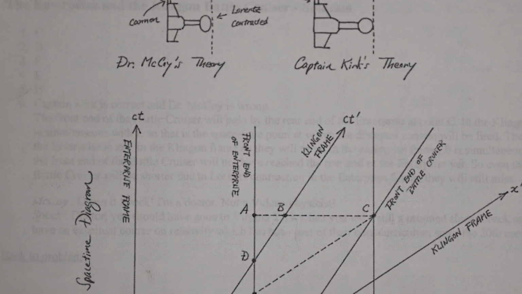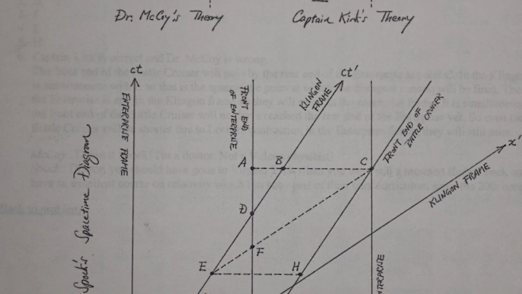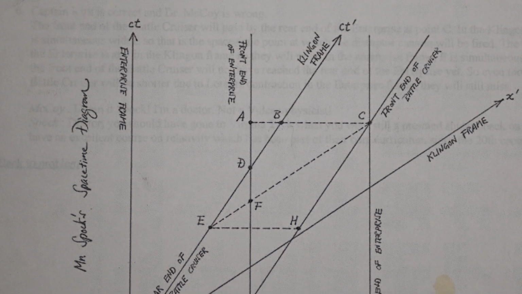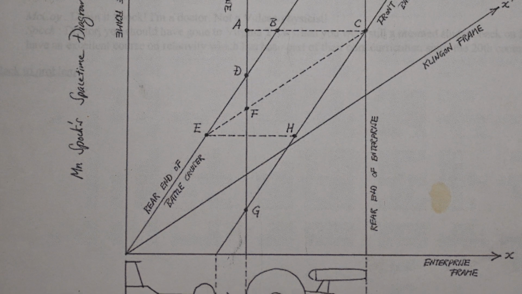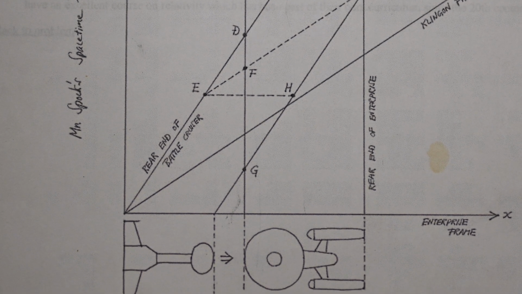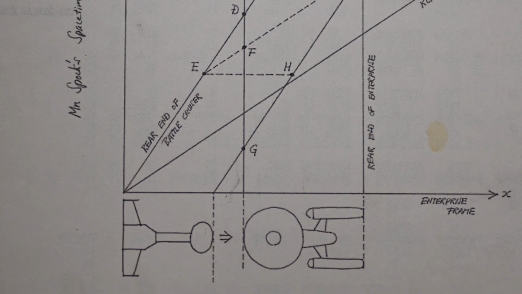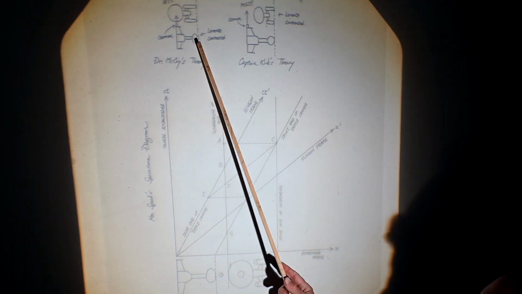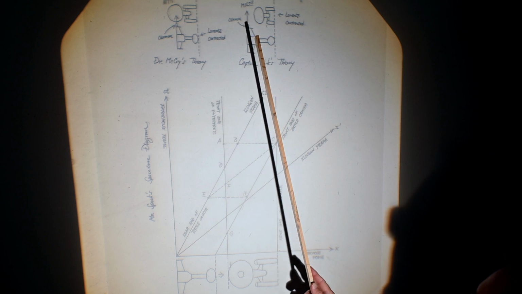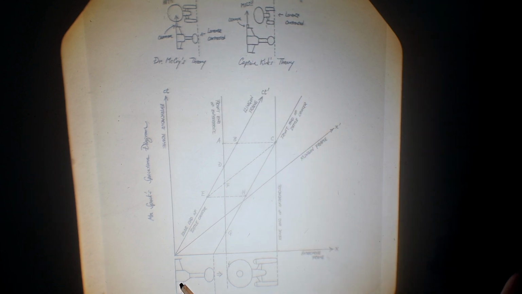So now let's look at another problem. This is on the Enterprise and the Klingon battle cruiser. It says, a Klingon battle cruiser is equipped with a disruptor cannon mounted at its rear end, which can only fire perpendicular to its direction of motion. So if it's right there, it fires perpendicular to its direction of motion. So there's the Klingon battle cruiser, there's the Enterprise.